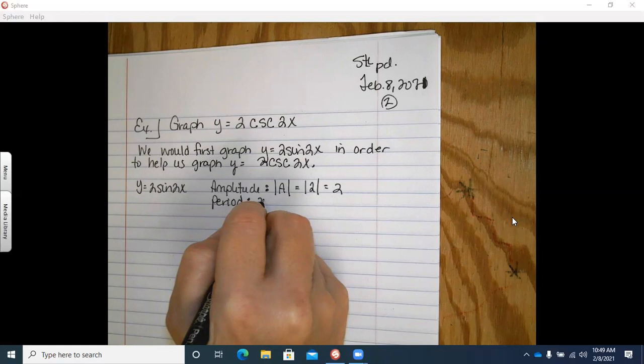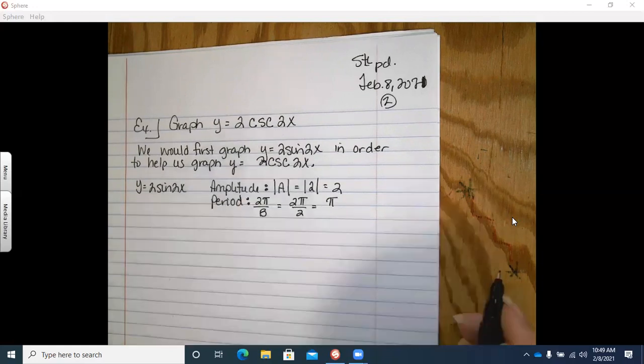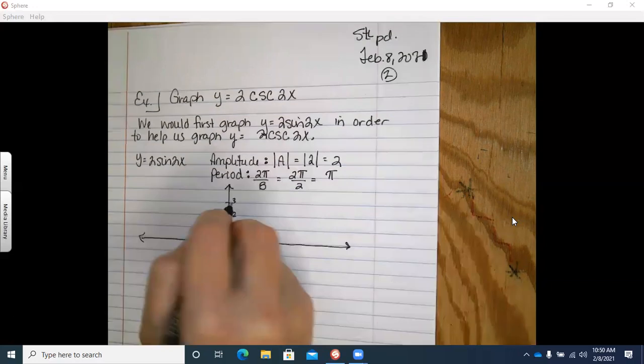So let me go ahead and draw an x and y axis. I know my amplitude is 2, so I need to go up to at least positive 2 and at least down to negative 2. I'm going to positive 3 and negative 3. And my period is pi. I'm going to draw 2 periods, so I'm going to go from 0 to positive pi and 0 to negative pi.